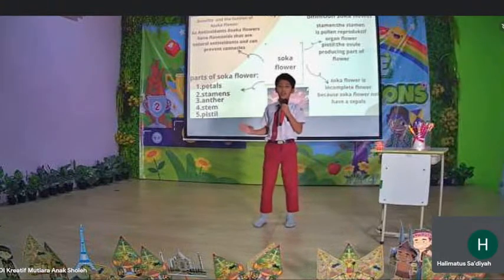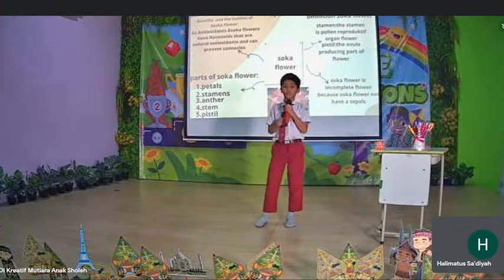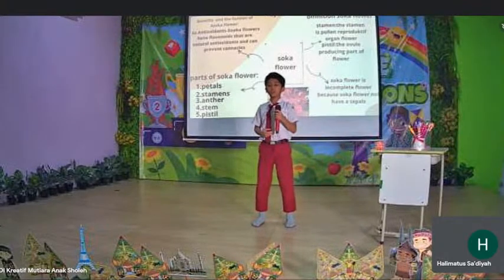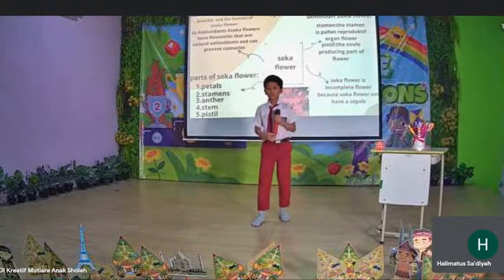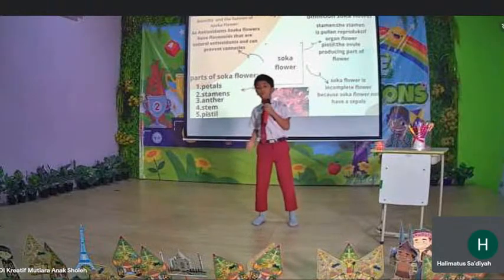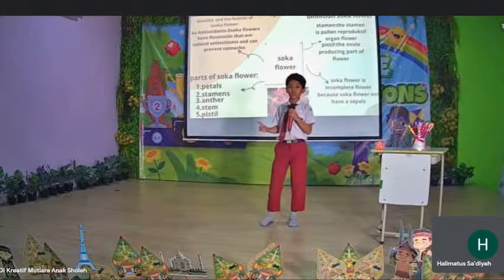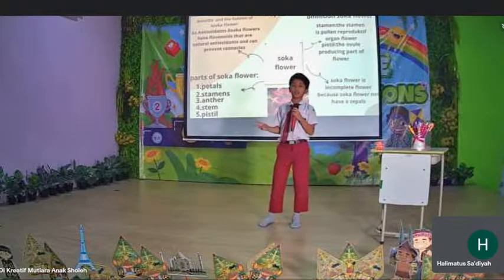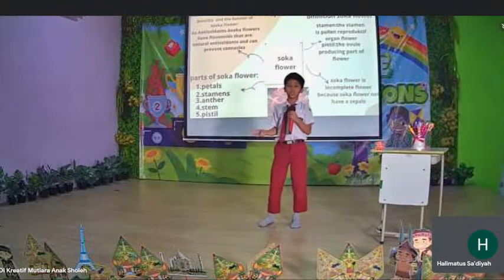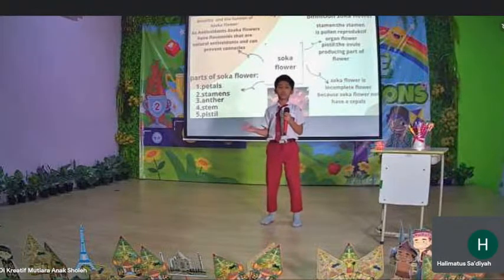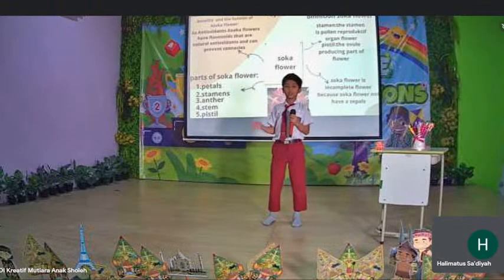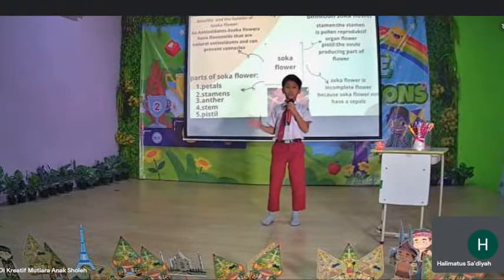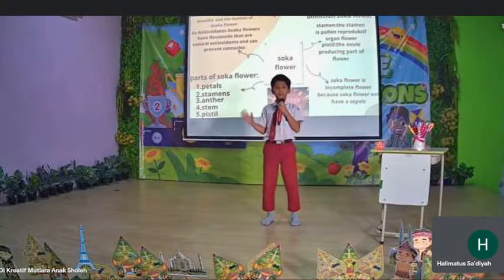Hello guys, my name is Arfi from 5B Alpha Arabic class. Today I want to present about Soka flower. Soka flower has 5 parts. The first is petals, the second is stamens, the third is anther, the fourth is stem, and the fifth, the last, is pistil.